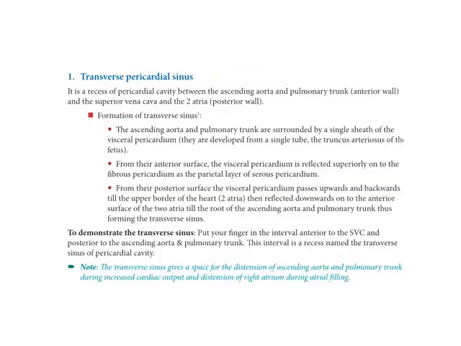The pericardium has what is called sinuses. What is the sinuses? Sinus is a recess between the visceral and the parietal layers of the serous pericardium. The pericardium has two sinuses, transverse pericardial sinus and oblique pericardial sinus.